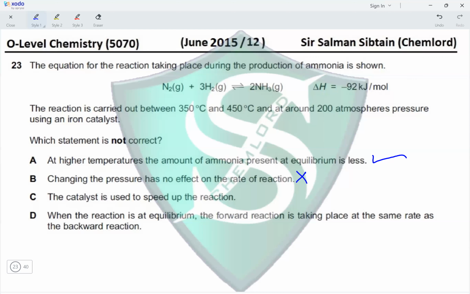The catalyst is used to speed up the reaction. Yes, that is what a catalyst is used for. And when the reaction is at equilibrium, the forward reaction is taking place at the same rate as the backward reaction. Yes, an equilibrium is a state at which the rate of forward reaction is equal to the rate of backward reaction. So the only statement here that is incorrect is changing the pressure has no effect on the rate of reaction. It does. Therefore, the correct option for this question is option B.